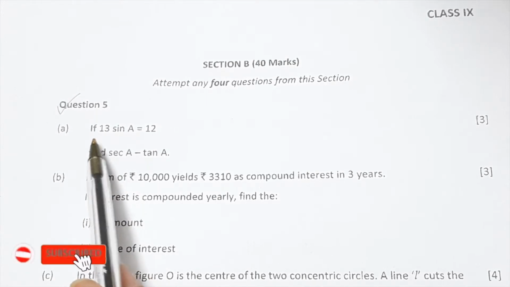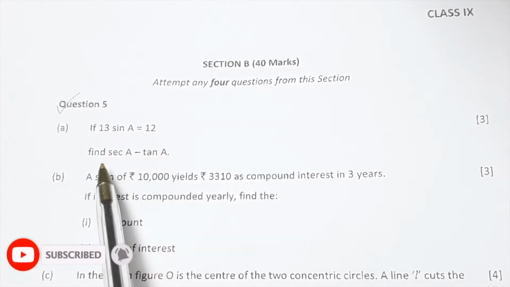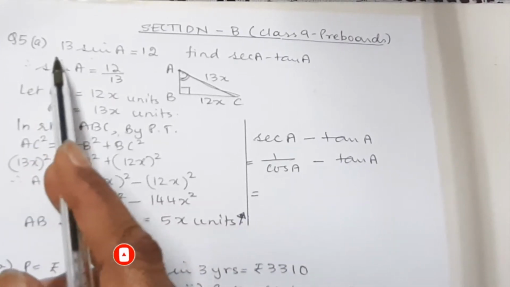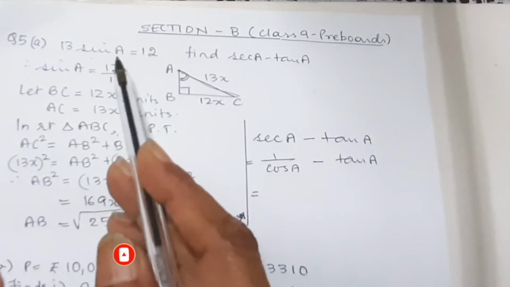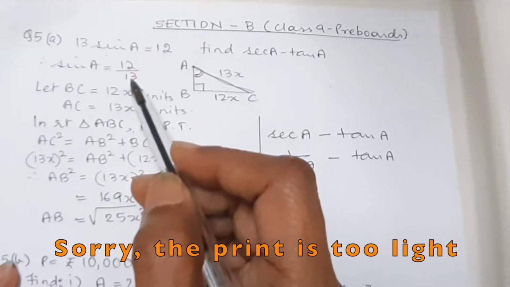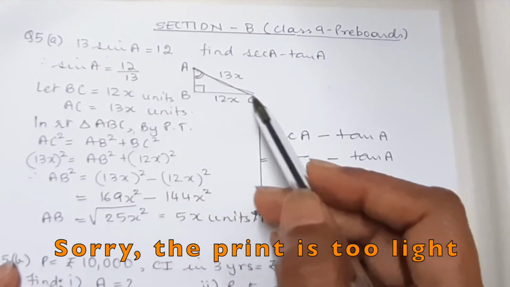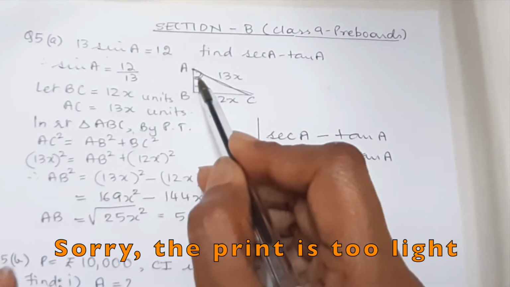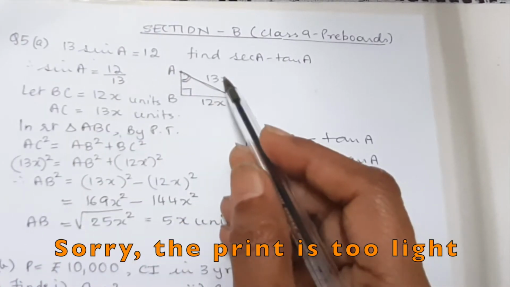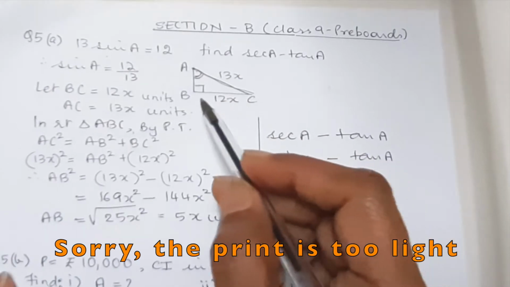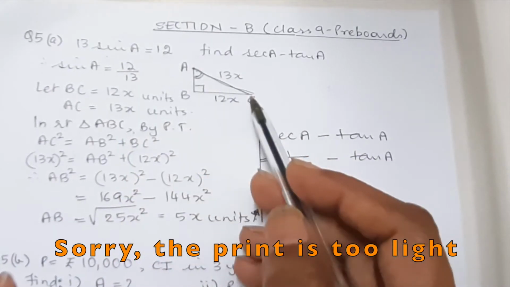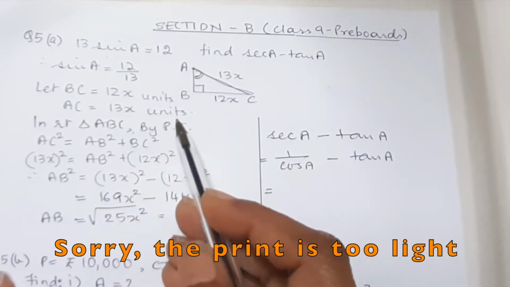5A reads, if 13 sine A is 12, find sec A minus tan A. Question 5A says 13 sine A equal to 12. So we convert it into sine A equal to 12 upon 13. We draw this diagram and we will see this is our angle A, and your sine A is opposite upon hypotenuse. So opposite becomes BC, which is 12x units, and hypotenuse AC becomes 13x units.